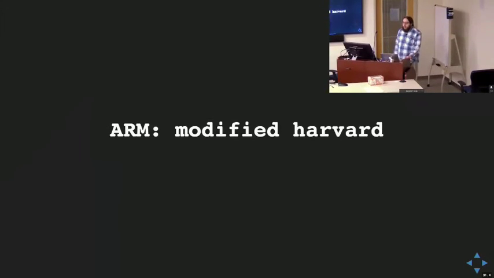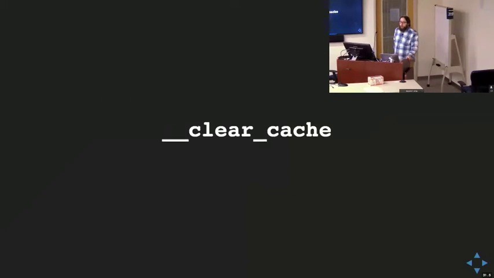Because ARM is a modified Harvard architecture, it has separate instruction and data caches. In order to have modified code execute correctly, we need to make sure to clear the instruction cache after that code has been modified. Otherwise, it will try to execute garbage data. GCC has a built-in function called clear cache, which is intended to do exactly what we want. It clears the instruction cache on platforms that require such.